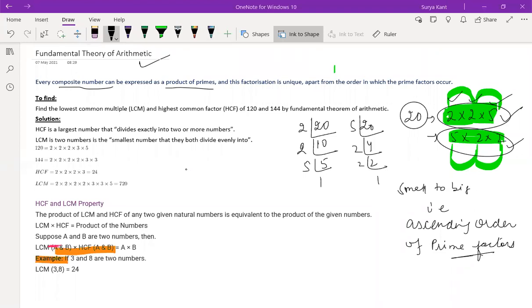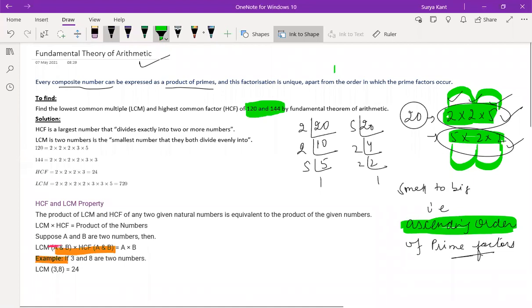And how will this come unique? If we write the prime factors in ascending order. Is it clear to everyone? Like if you find the lowest common multiple and highest common factor of 120 and 144. How to find it? Do you all know? All of you know, right? How to find HCF and LCM.